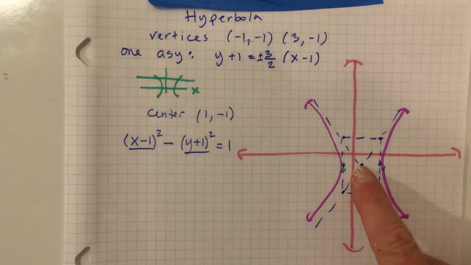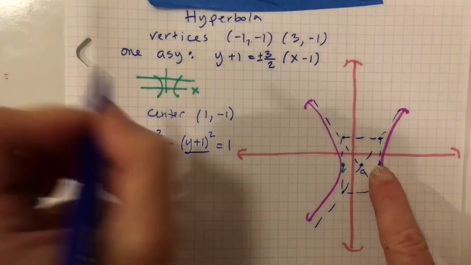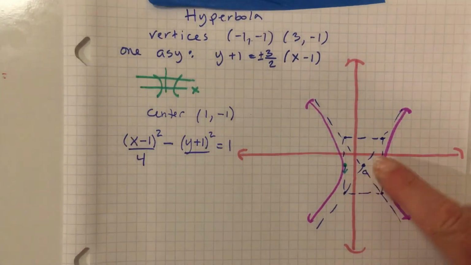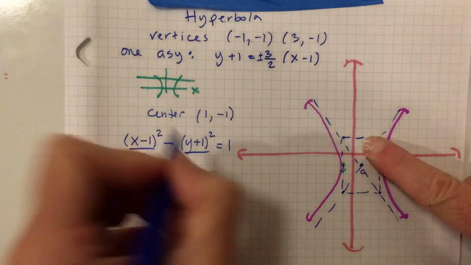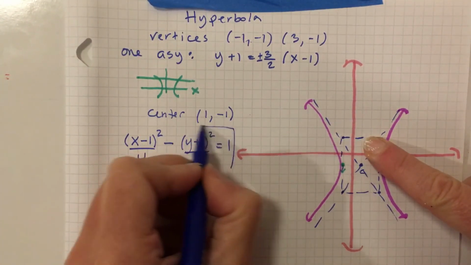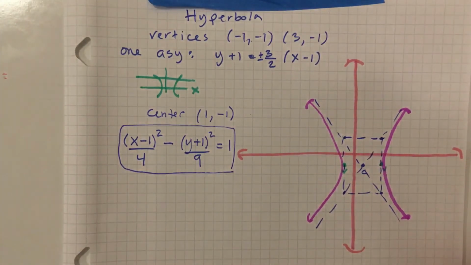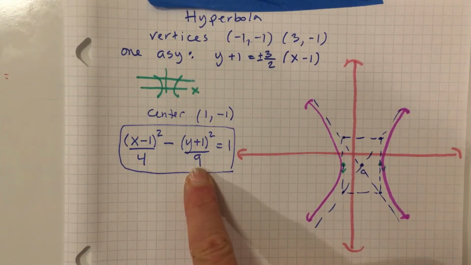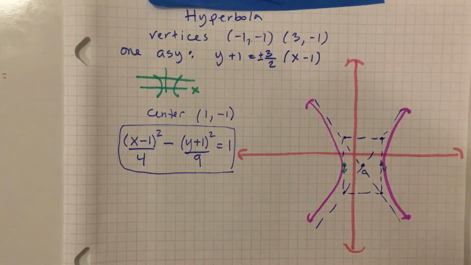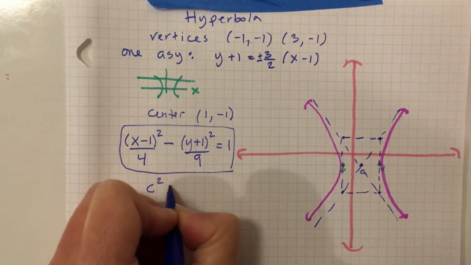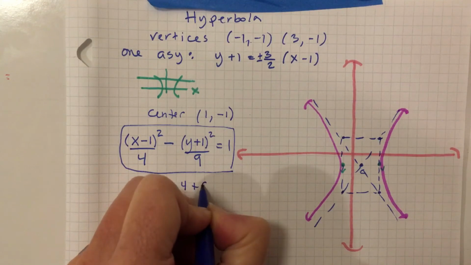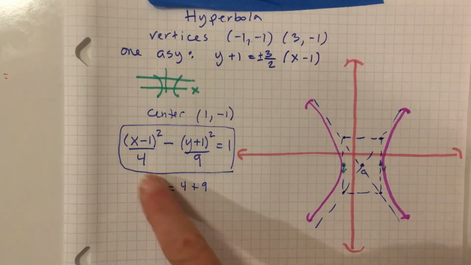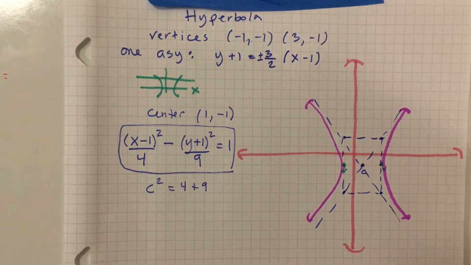In the x direction, from the center you go out 2. So you square that, you get 4. In the y direction, you go up 3. So you square that and you get 9. So this determines the width of the box. This determines the height of the box from the center. Remember the foci is always the big one. So c squared equals a squared plus b squared. This is a and b. Doesn't matter which one's which.